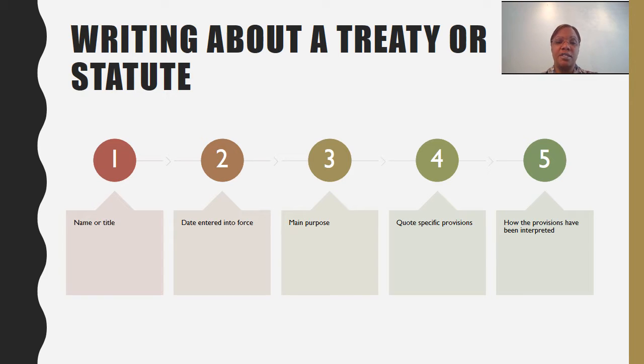You might keep the idea that your writing needs to tell the name or the title of the treaty at some point. It also needs to discuss the date that it's been enforced, the main purpose of the treaty, maybe even quote some specific provisions, and then talk about how the provisions have been interpreted. So a very good explanation of a treaty will have all 5 of these points in the explanation.